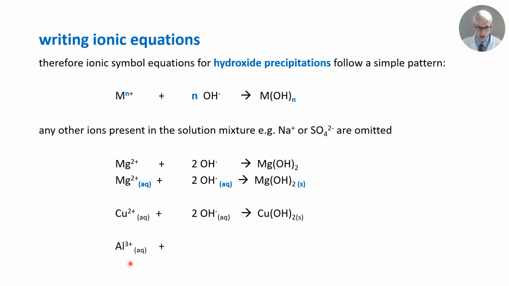Try aluminium. Write the ionic equation with state symbols. Pause, come back when you are ready. Okay, so aluminium 3+, we need 3 hydroxides to form Al(OH)3 as a solid. So aqueous, aqueous, and solid.